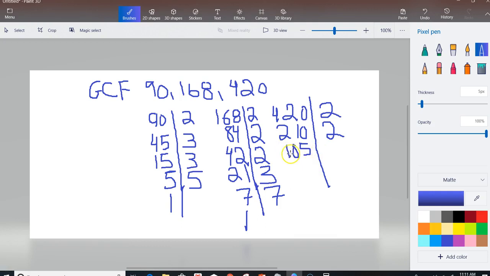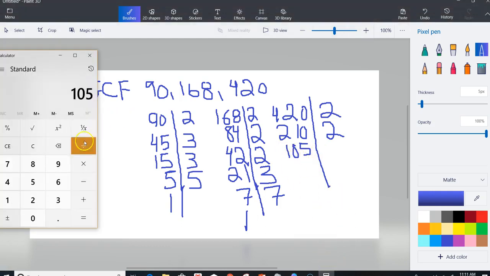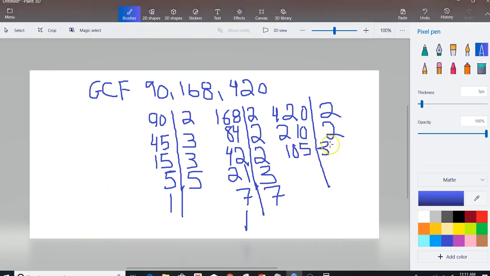Now 105 can be divided by 3, giving us 35. How did I know that it can be divided by 3? Because 5 plus 1 is 6, and 6 is a multiple of 3. This will give us 35, and this number can only be divided by 5. And that gives us 7, which is a prime number, and it can only be divided by itself or 1. The prime factorization of the number 420 is 2 times 2 times 3 times 5 times 7.